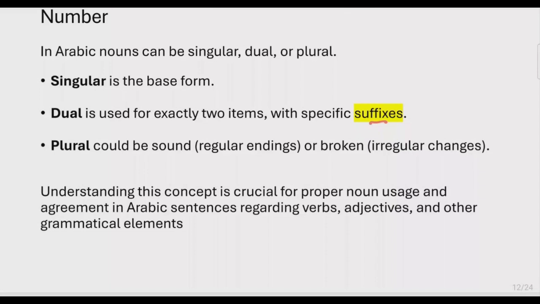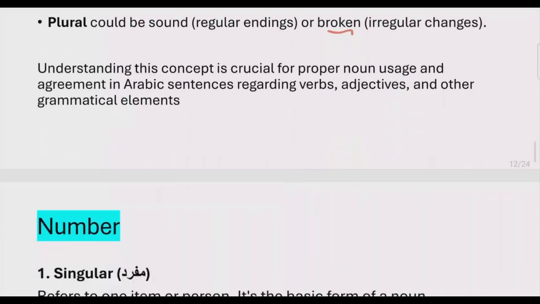mal'ab, playground, can become mala'ib. So they are different. Those are examples of broken or irregular changes where each word takes on a different form, just like how in English knife takes on knives and mouse became mice. So understanding this concept of sound and broken is also important for the plurals. But let's look at the dual first.